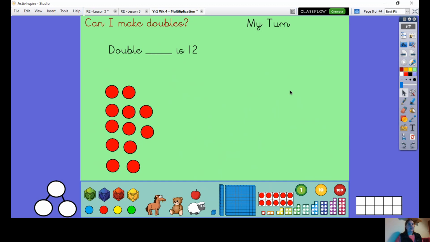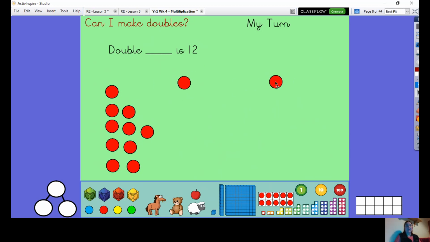Okay. So this is my turn. This is having a little think a bit differently this time. This time it is telling me that double something is 12. Now some of you may know this, and that is brilliant. What did I double to make 12? If I imagine that 12 is the whole number, so this is 12 of them, what did I double? If you remember, when we think about doubling, we're thinking about 2 groups. So what I'm going to do is share out. I'm going to make 2 groups.